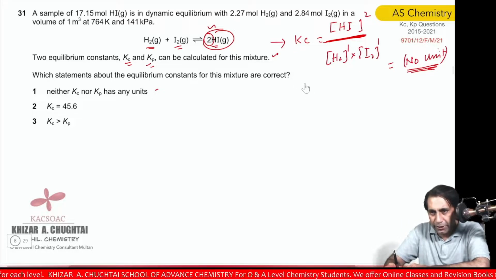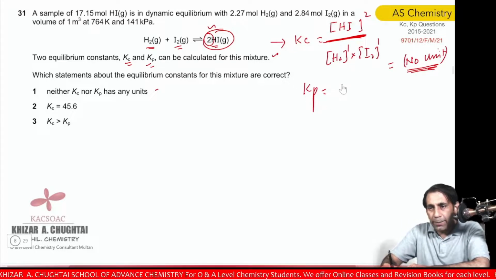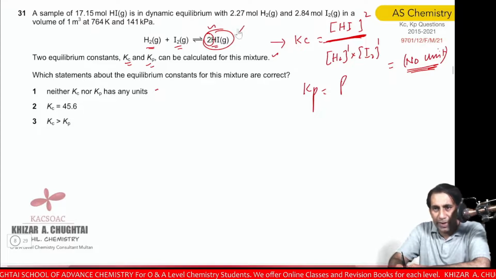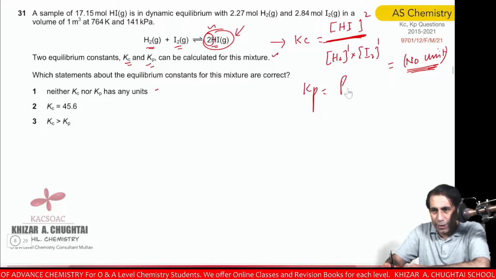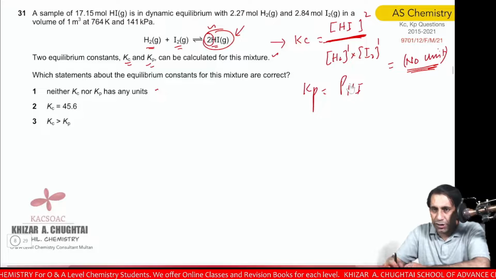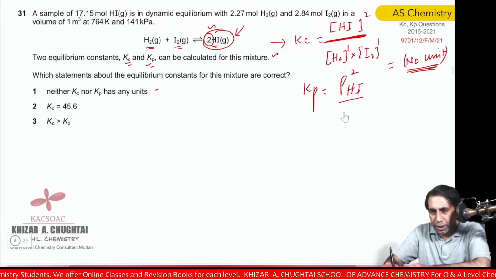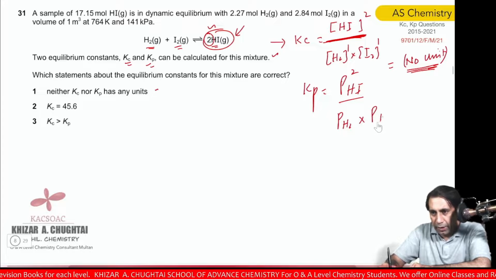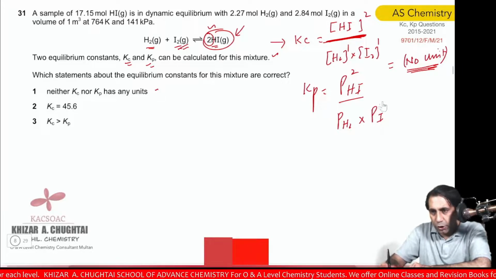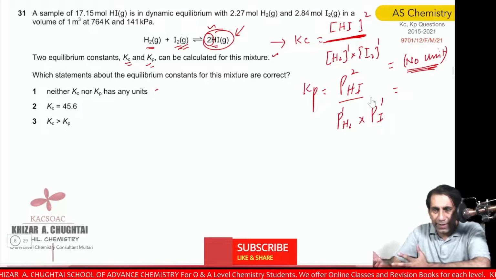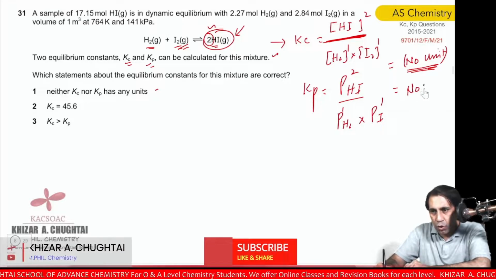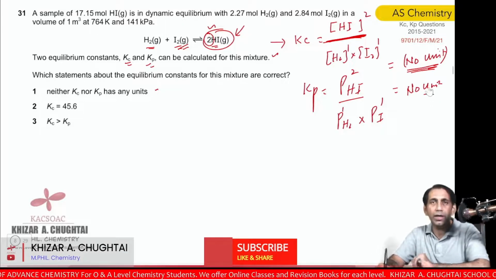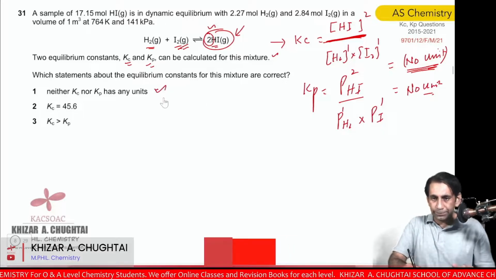Now I am going to write the expression for Kp. Kp is equal to the pressure of the species present on the right hand side, yes, that is the gaseous ones. HI, pressure is only applicable for the gaseous substances. So pressure squared for HI, pressure raised to power 1 for H2, which is a gas, and multiplied by pressure for the iodine, that is also in the form of a gas. So again, pressure will cancel out, and again there is no unit for Kp as well. So the first option is the correct option.